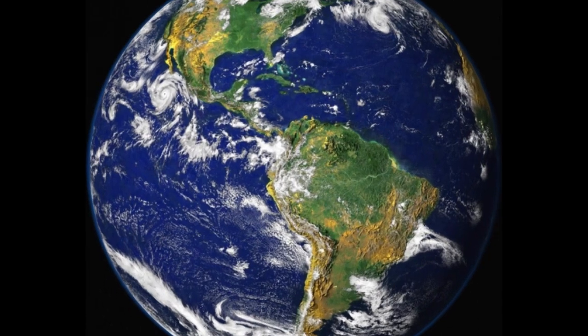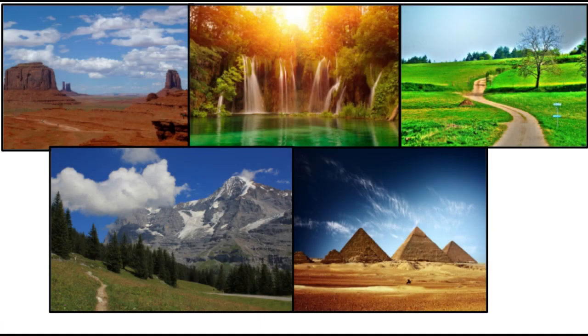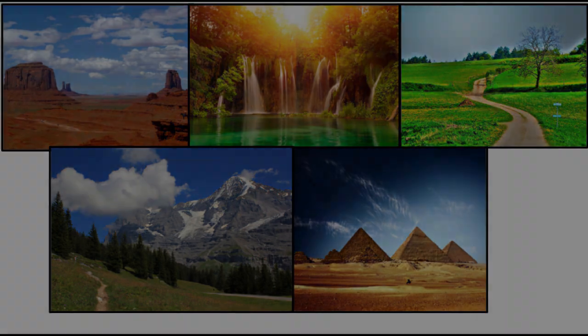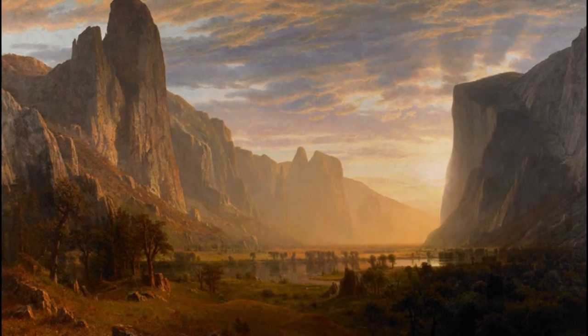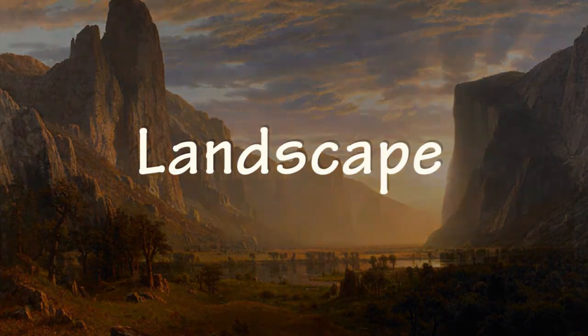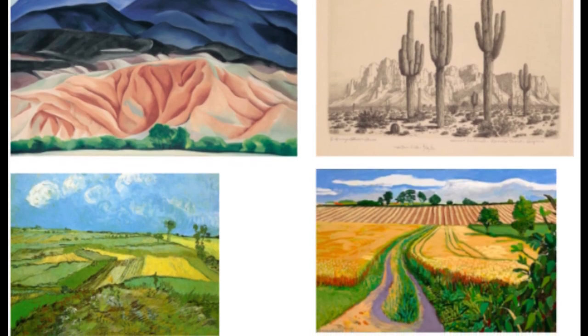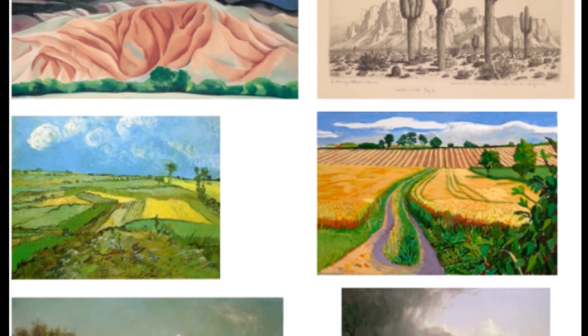Welcome to the inspiration for today's project, Earth. Earth has so many awesome places that inspire artists. Yosemite Valley inspired someone to paint this amazing view. This type of artwork is called a landscape. A landscape's main focus is the land. Often it is a natural scenery.